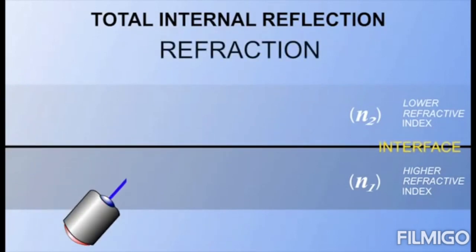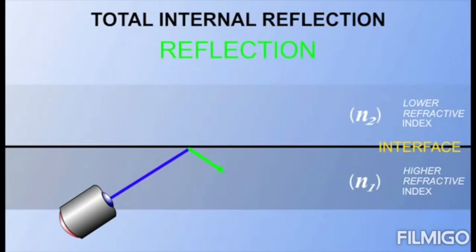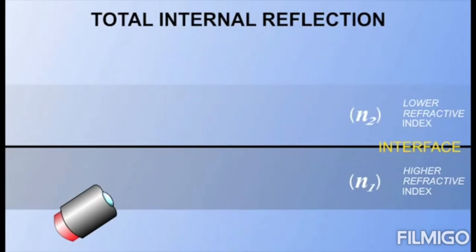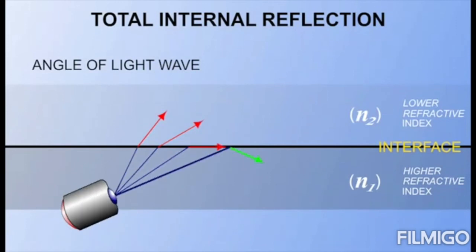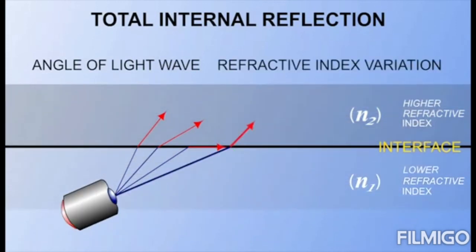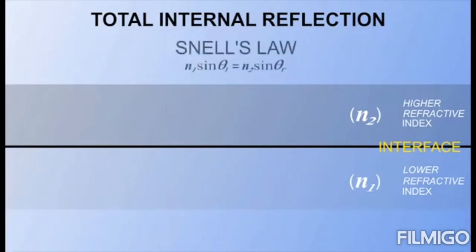Refraction is the bending of the light wave as it passes from one medium to the next. If the second medium prevents light from passing through the interface, reflection occurs. Two factors must be considered when determining the degree of refraction or reflection: the angle at which the light wave strikes the interface and the refractive index of one medium in relation to the other. Snell's law is used to determine the amount of refraction that will occur between two mediums.